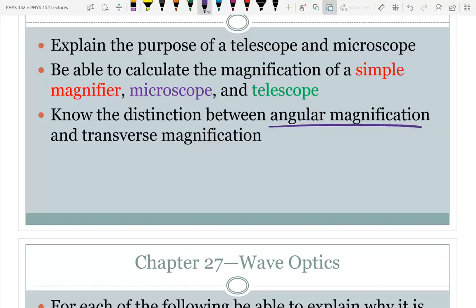Distinction between angular magnification and transverse magnification. Transverse magnification was ratio of height of the image to height of the object. Angular magnification is ratio of the angle seen through the instrument to what the angle would be without the instrument. So their angular magnification is something that's specific to our vision and how the angles are bigger or smaller, whereas the transverse magnification is about the image, the ratio of the height of the image to the height of the object.